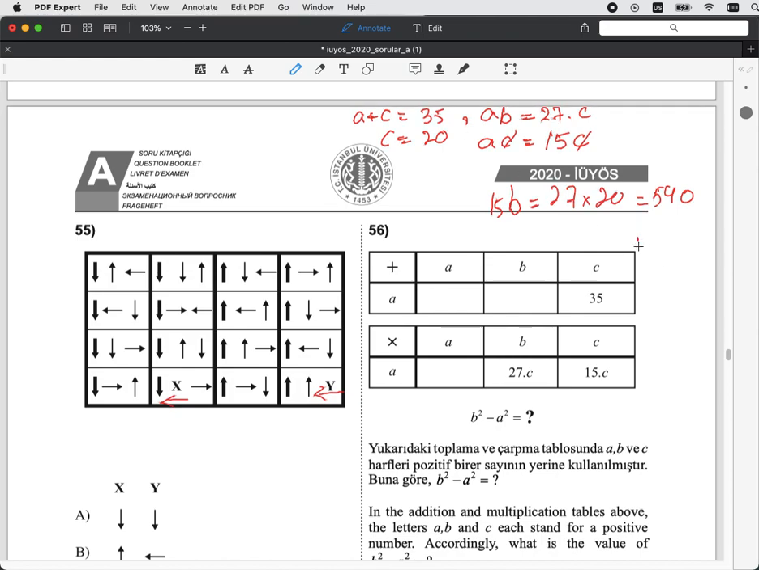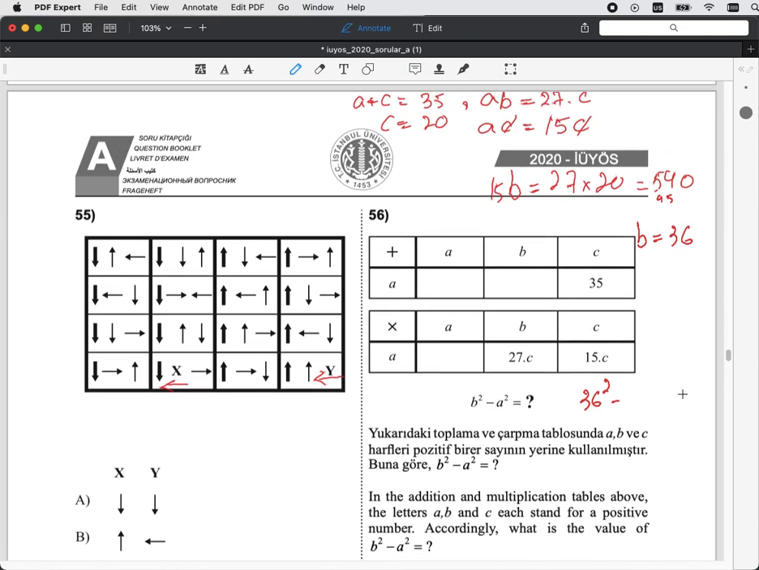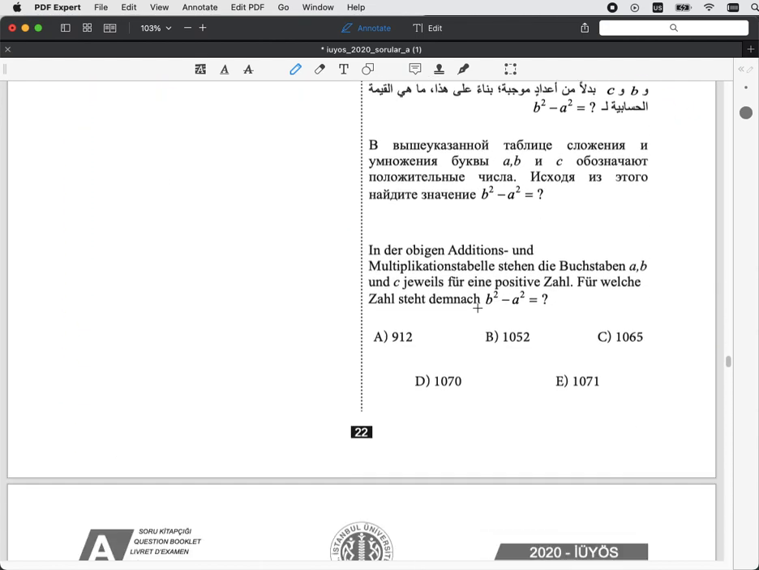54. B is 45 and 36. So 36 squared minus A, which is 15 squared. So it equals 36 plus 15 and 36 minus 15. 36 plus 15 is 51, into 36 minus 15, which is 21. 51 into 21 is 0.071. The answer is E.